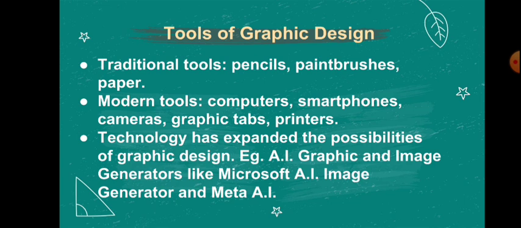Now, the last one is technology. Technology has expanded the possibility of graphic design. Technology has gone far to the extent that there are things that ordinarily will take someone some hours to produce, but because of technology, just like AI graphic design image generators like Microsoft AI image generator and Meta AI, they've taken over some things. Now I don't rack my brain to look for what to do. When someone says produce an artwork that looks like this, I'll just go on AI and search it. That's one of the things that technology has done.